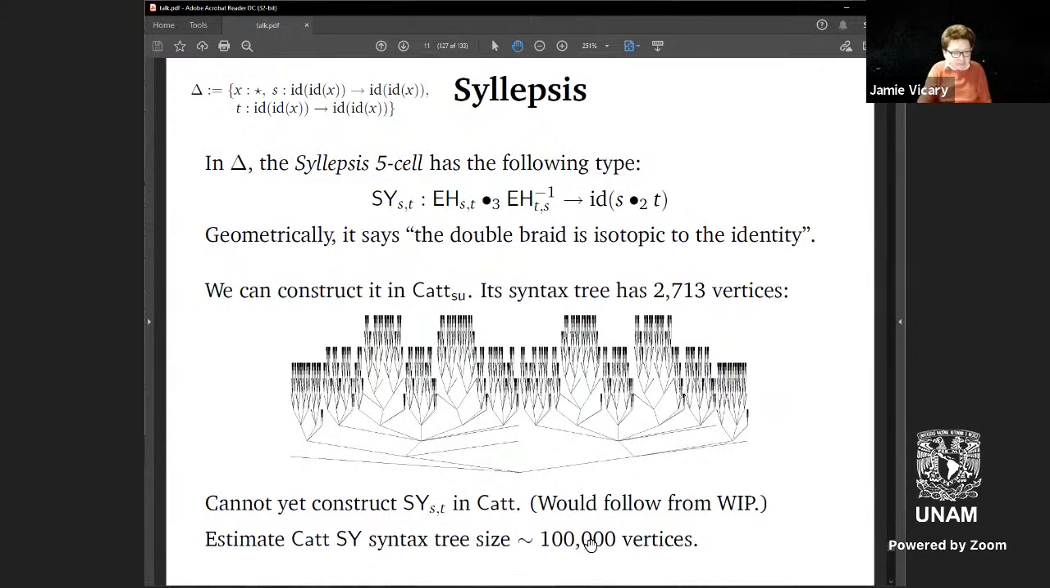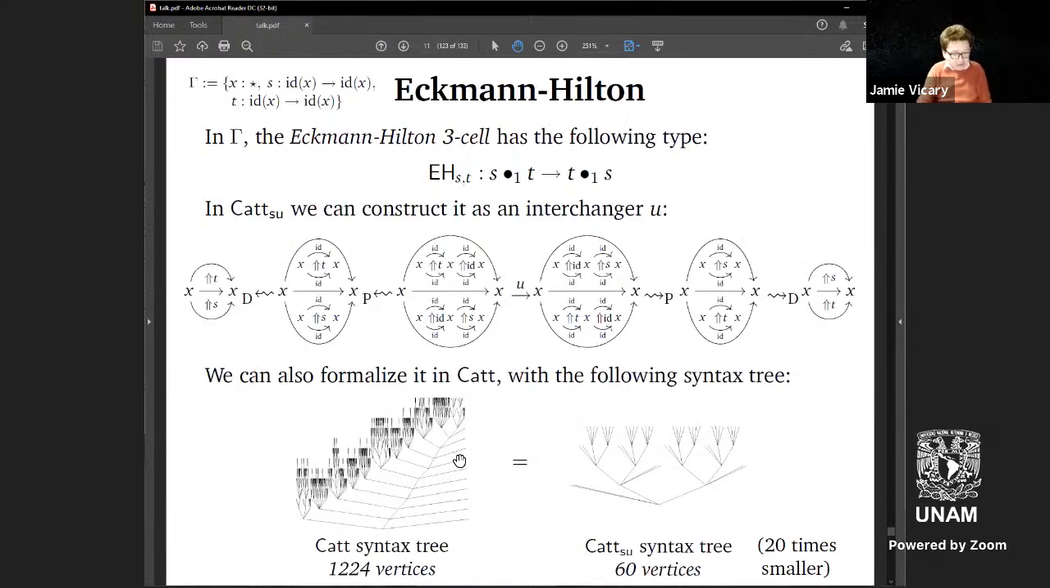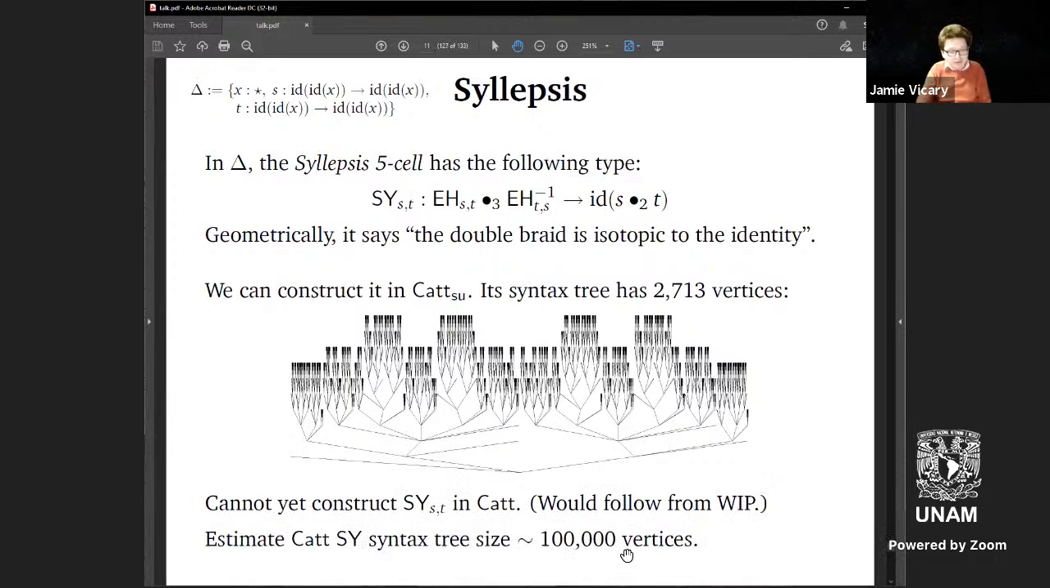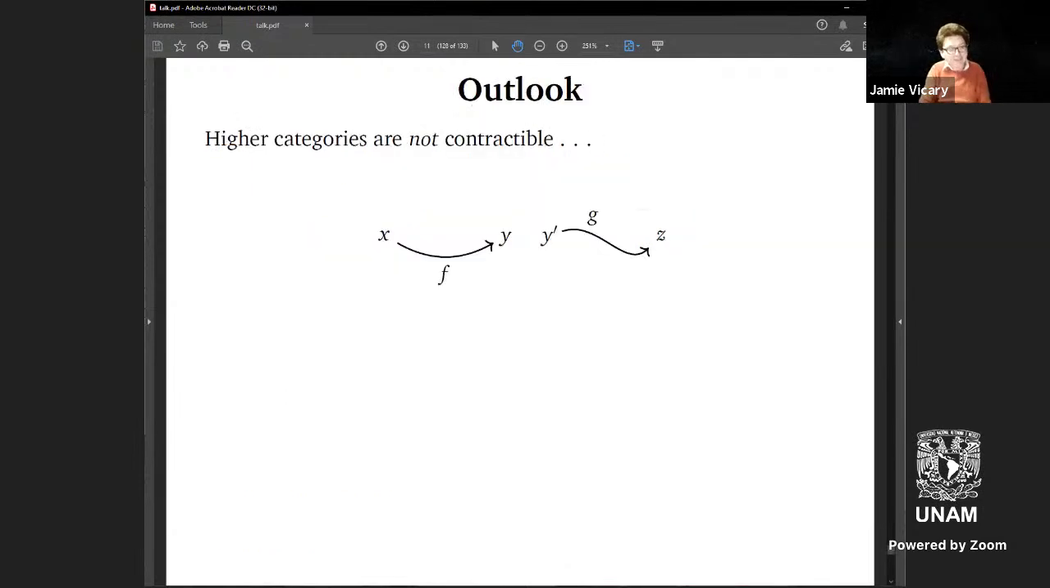I mean, it's an easy estimate. If we just say here, look, the fully weak Eckmann-Hilton argument was 20 times bigger than the strictly unital Eckmann-Hilton argument, it could easily have like 100,000 vertices, right? So we are getting epic simplifications here, right? Okay, so this is the end of my talk.